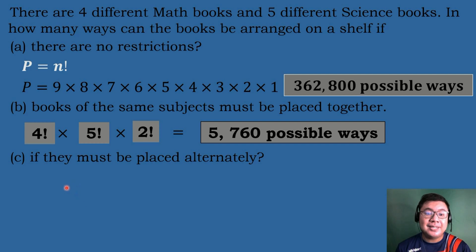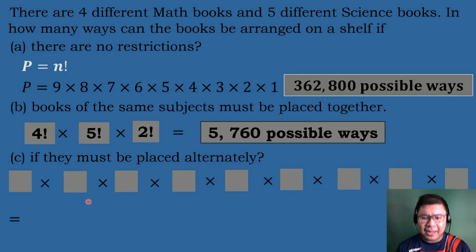Next, how about if they must be placed alternately? Meaning to say, if we place science first, it must be followed by math, and then after math, it will be followed by science. So to do that, we will create 9 blanks and apply the fundamental counting principle. On our first box, which is for the science books, there are 5 different ways we can select because there are 5 science books. Times, on the second box, which must be for the math books, there are 4 possible books we can place in this box.